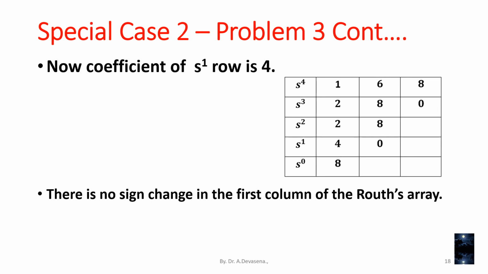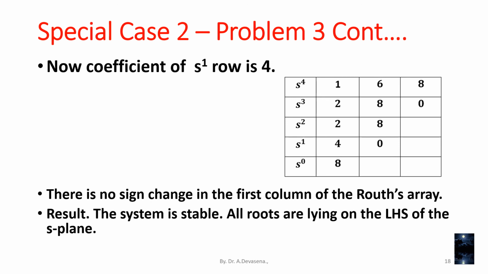There is no sign change in the first column of the Routh's array. Result: the system is stable. All roots are lying on the LHS of the s plane.